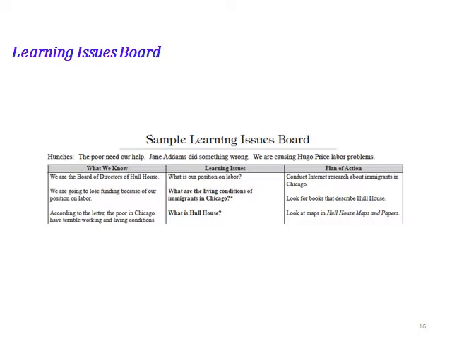Students prioritize their questions, selecting the top 4 or 5 they need to answer first, and create a plan of action to find answers for those top priority questions. They are then ready for the next stage of PBL, inquiry and investigation.